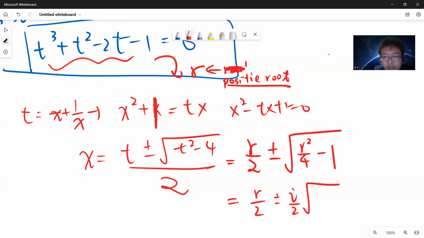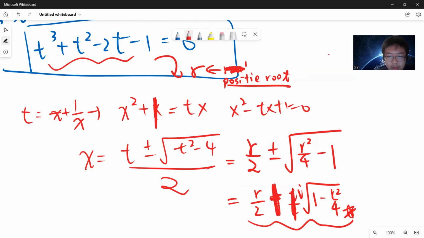So I take out i and I get the square root of 4 minus r squared, divided by 2. Okay, so this will be the answer. Basically, this is the way one can represent the roots of unity for these seven roots. By the way, you can check it should be plus, because it should be in the upper half plane. So the answer must be r divided by 2 plus i times the square root of 4 minus r squared, divided by 2, where r is a root of this cubic equation.